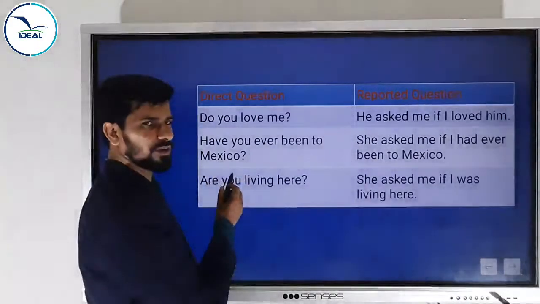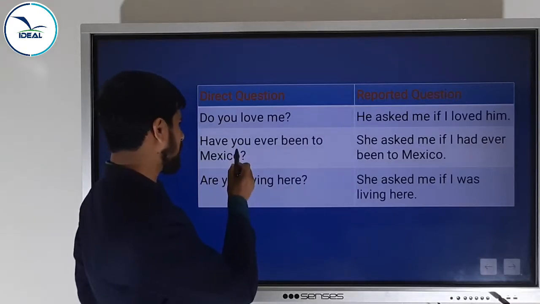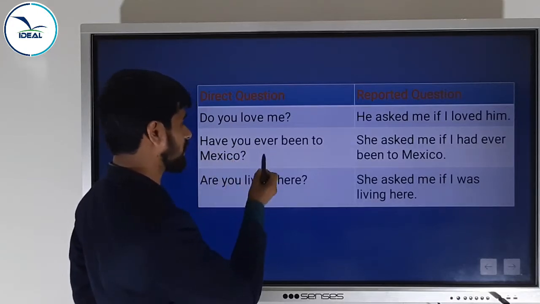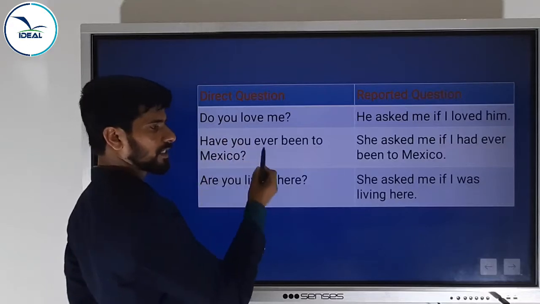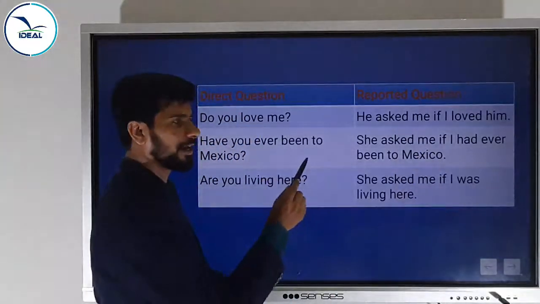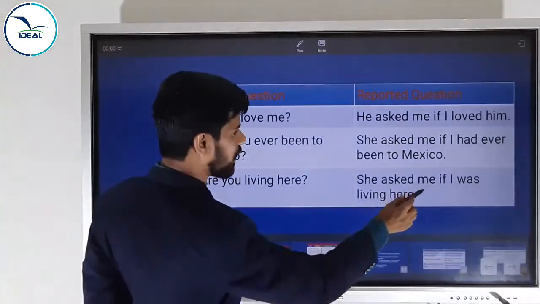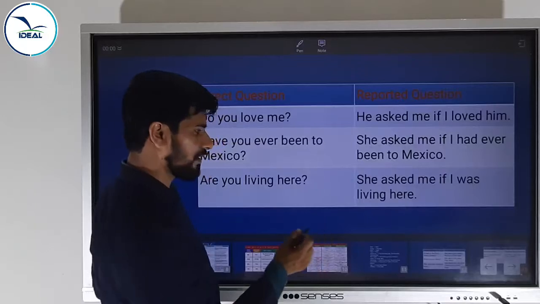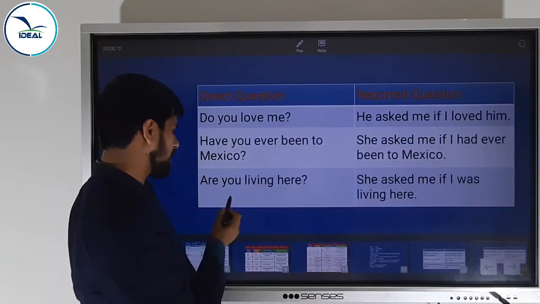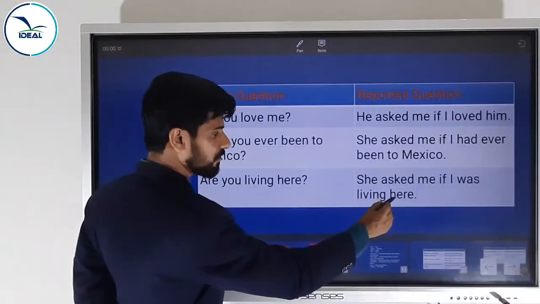Have you ever been to Mexico? She asked me if I had ever been to Mexico. If I have becomes had. So before the verb, you have to use the subject, as I said before. She asked me if I is the subject, then the verb. If I had ever been to Mexico. Are you living here? She asked me if I was living there. It is not here, it is there.